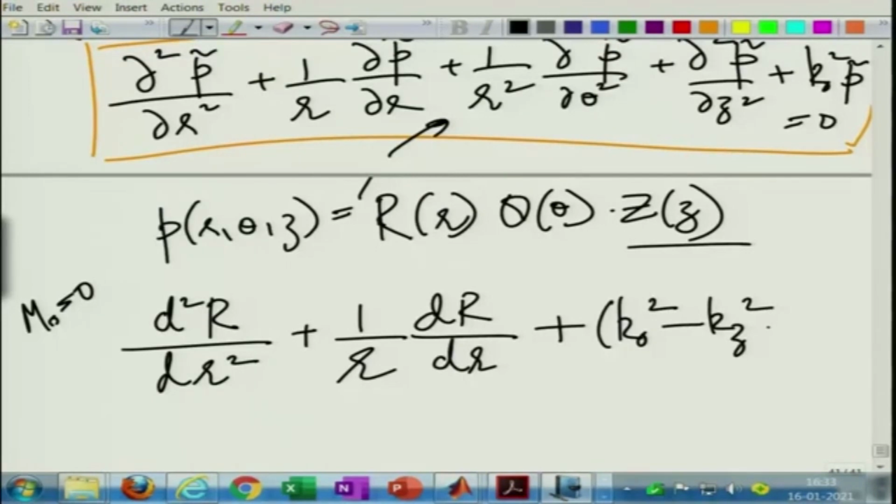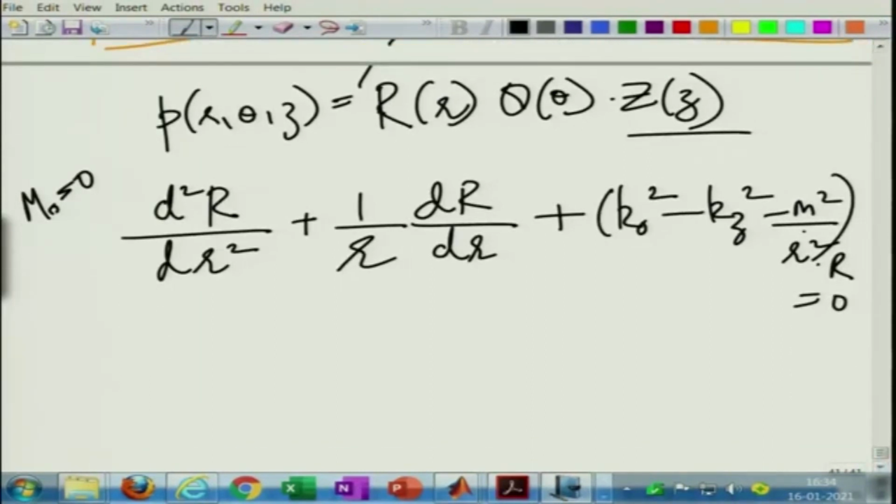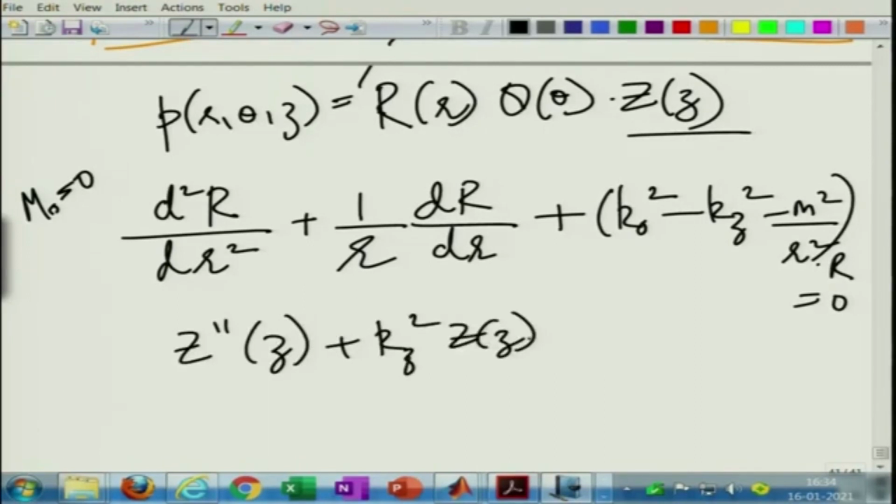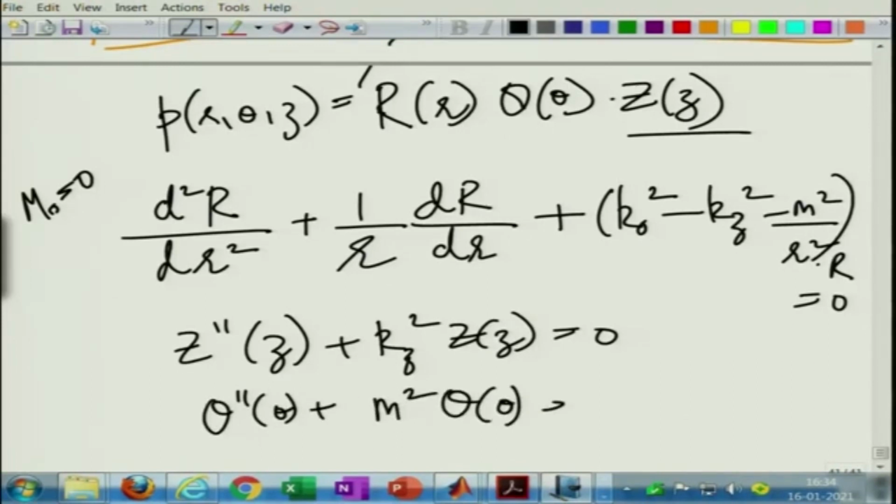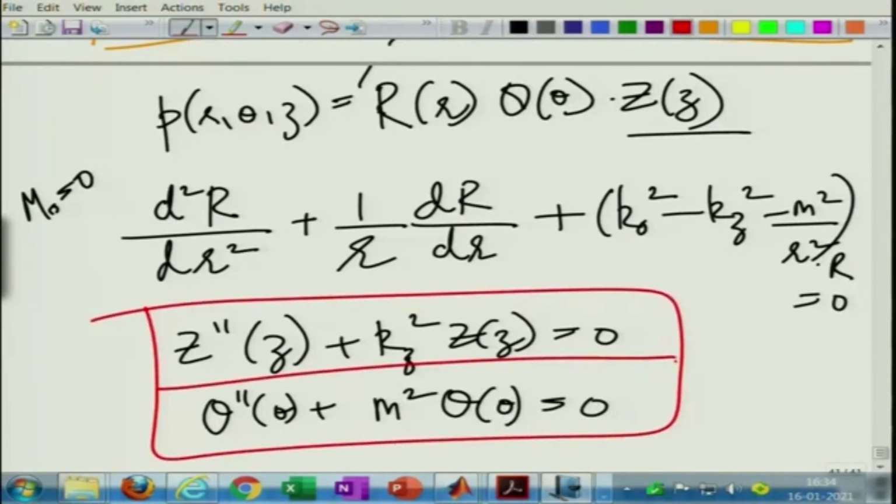We will see that soon, and m square arises when we do the separation in the theta direction. So, this is multiplied. Now, this is one equation, and another equation is of course Z dash dash plus kz square Z is equal to 0, and obviously we have Theta dash dash plus m square Theta equal to 0. We have this kind of a thing.